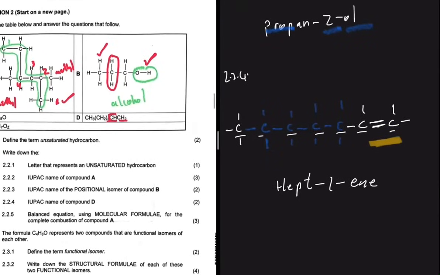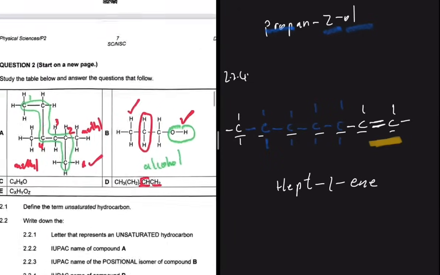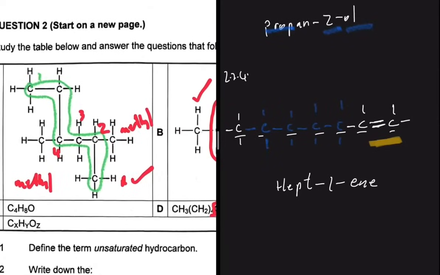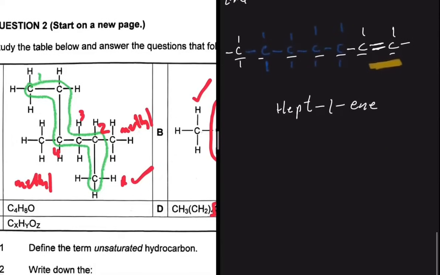So 2.2.5, we're supposed to write a balanced equation using molecular formula for the complete combustion of compound A. Let's go ahead and do that. Compound A, we have 8 carbons, 6 carbons on the longest chain and 2 carbons as branches. So we have C and then 8, because those are 8 carbons. How many hydrogens are we going to have if it is an alkane? We're going to have 2n plus 2. Our n is equal to 8, so we're going to have 18 hydrogens.